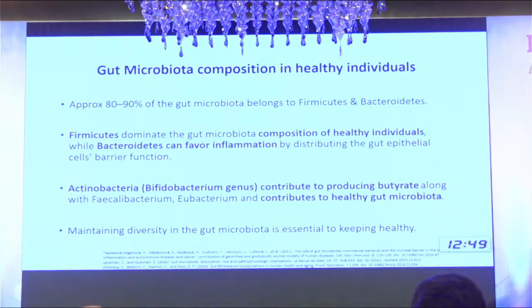Now, when you look at the types of gut microbiota which we commonly see in the body, approximately 80 to 90% of them belong to two categories. One is Firmicutes and number two is Bacteroidetes. Firmicutes dominate the gut microbiota composition of healthy individuals. So Firmicutes is good for health, while Bacteroidetes can favor inflammation by disturbing the gut epithelial barrier function. So we need more Firmicutes and less Bacteroidetes. And Actinobacteria, of which Bifidobacterium species is another one, contribute to producing butyrate along with Faecalibacterium and Eubacterium, and contribute to a healthy gut. So maintaining diversity in gut microbiota is essential for healthy living.